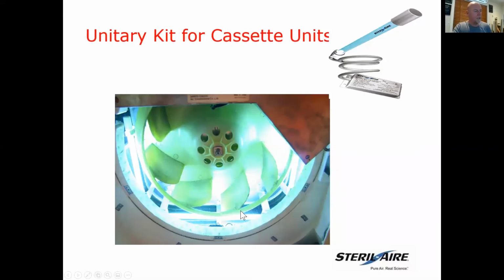That's a close-up view. This one, in fact, has got 3, but with our trials, we've been working out that we can do it with 2 kits in a cassette unit, and we can clean all 4 sides of the coil with 2 lamps.